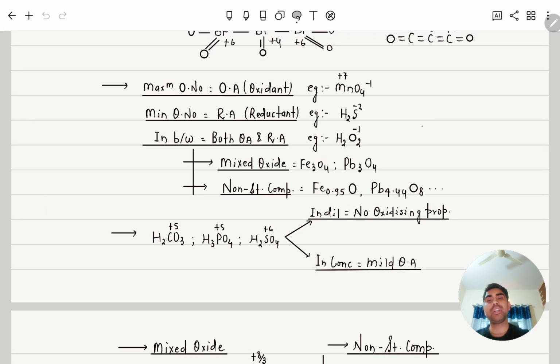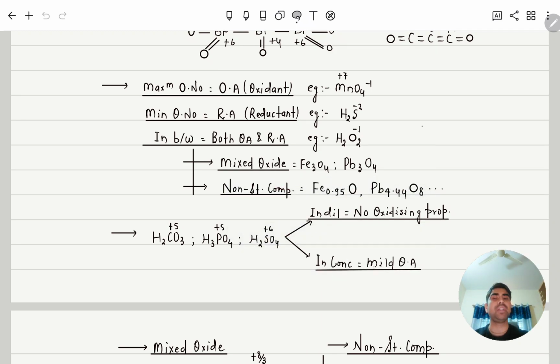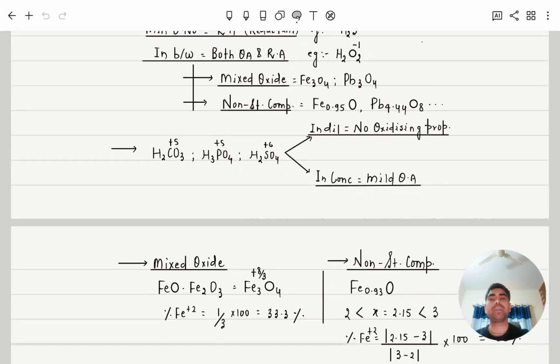One very important point you should keep in your mind: here you can see carbonic acid H2CO3 at +5, H3PO4 phosphoric acid at +5, and H2SO4 at +6. Even though they are at their maximum oxidation state or maximum oxidation number, they will still not behave as an oxidizing agent when they are in dilute form. If they are in concentrated form, only then will they behave as a mild oxidizing agent, not a strong one. So it's very important, keep that in your mind.